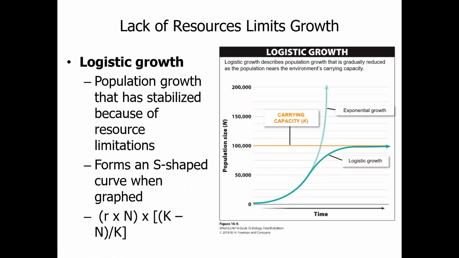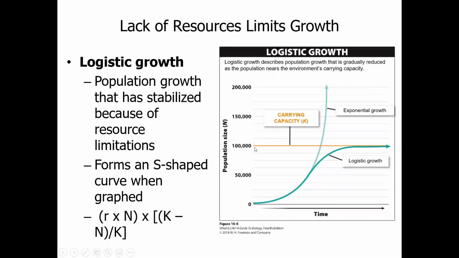Okay. So we call these terms, the r times N times K minus N divided by K, logistic growth, because it's population growth that has stabilized because of competition, because of predation, because of limited resources. And what this looks like on a graph is that we have this S shape. So we start at the beginning, we start to go exponentially. So we start to have this dramatic increase, but because of limited resources, we start to have a leveling off near the carrying capacity K.